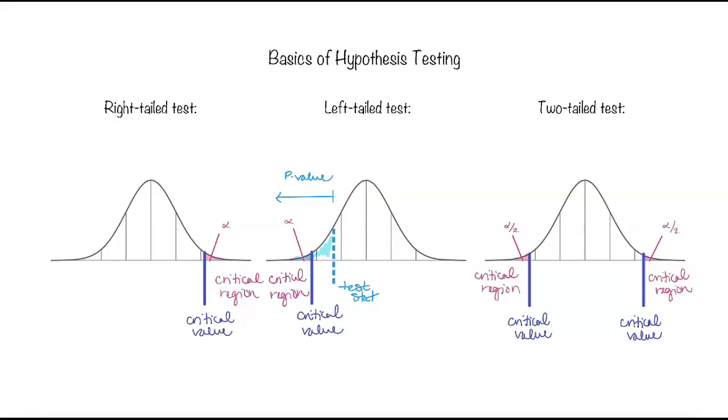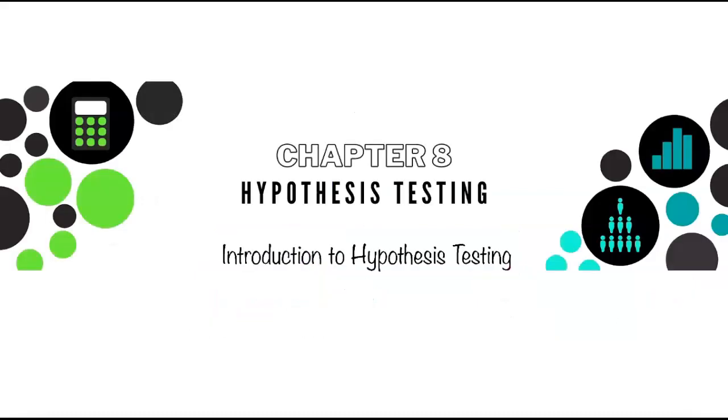The two methods are equivalent. Whether you're comparing the locations of the test statistic and critical value, or comparing the areas, the p-value and alpha, you will end up with the same result. You will either reject the null hypothesis or fail to reject the null hypothesis. That concludes this lecture video where we talked about the basics of hypothesis testing.